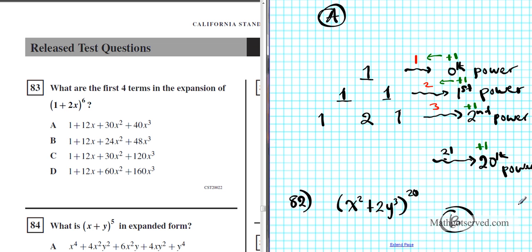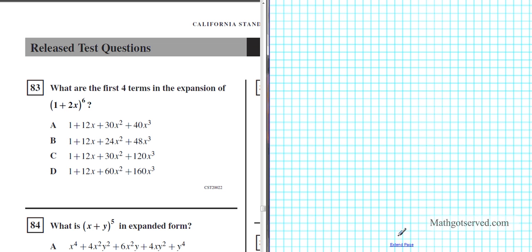So we are not going to expand the whole thing here for 83. We're just going to try and get the first four terms, okay? So we're expanding 1 plus 2x to the 6th power. I'm going to be using Pascal's triangle, and I'm going to go all the way to the 6th row, or the 6th power, okay?